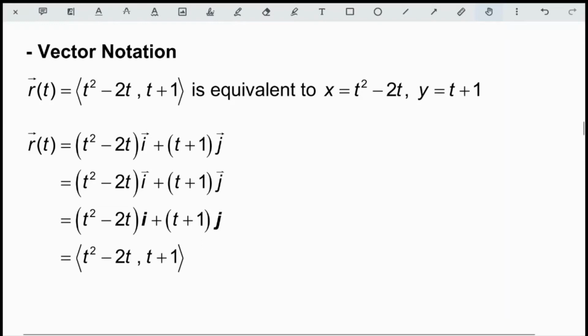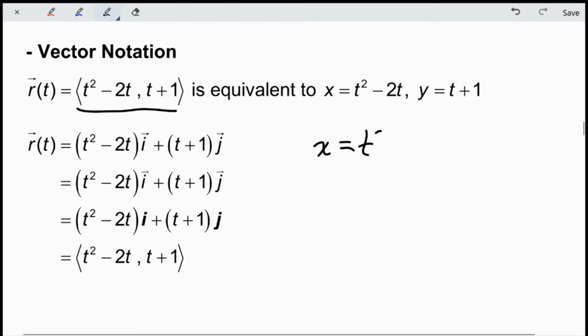We talked about this a little bit already, but you can see the angle notation here. Now, here's the thing. When we're looking at this vector notation like this one, that's telling me that x is equal to t squared minus 2t, right?